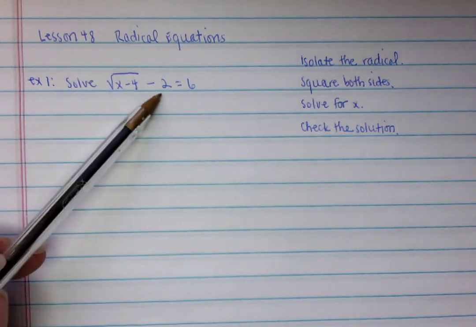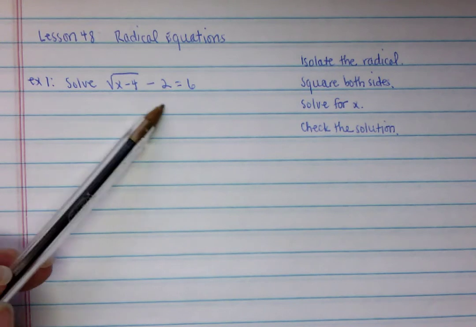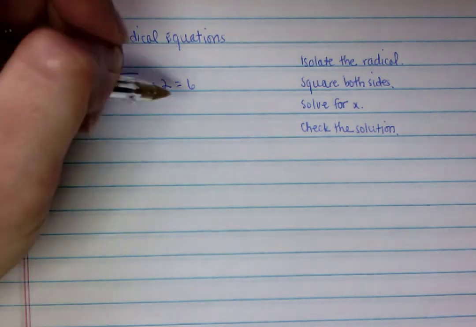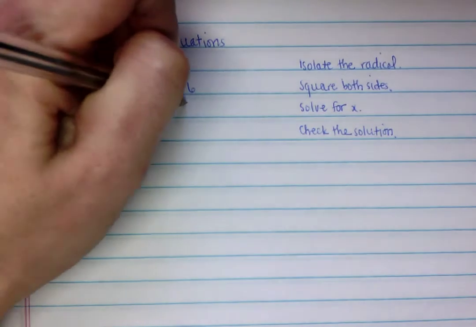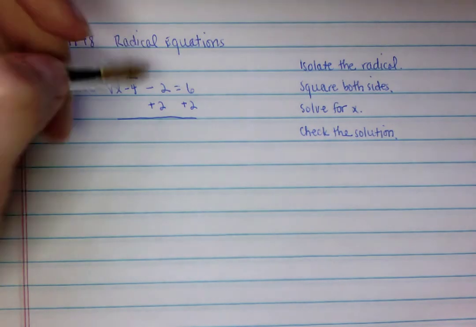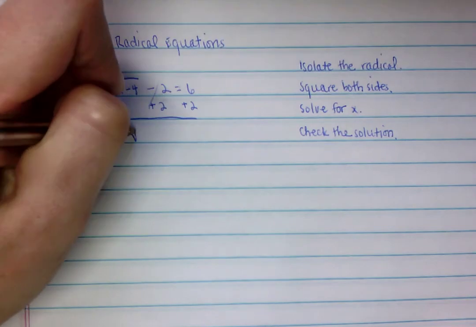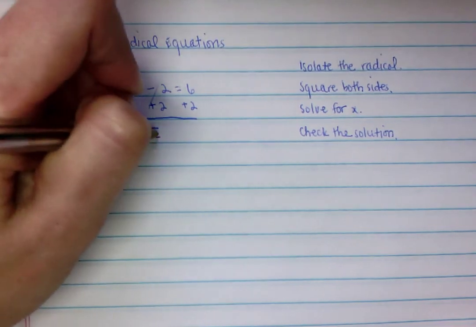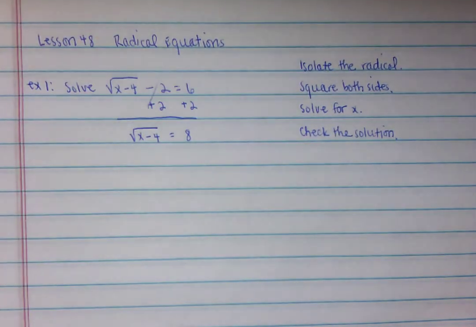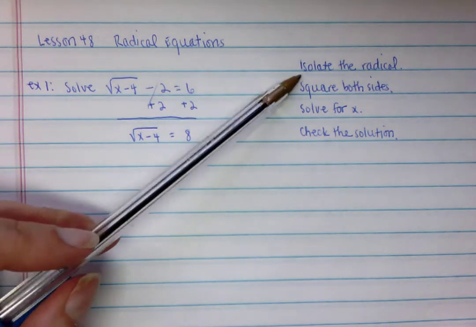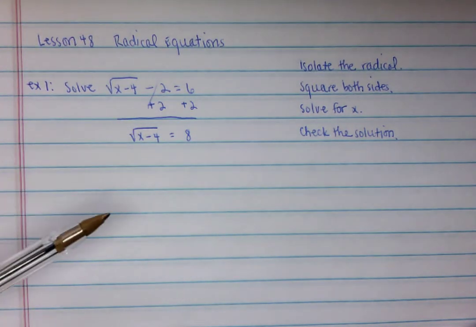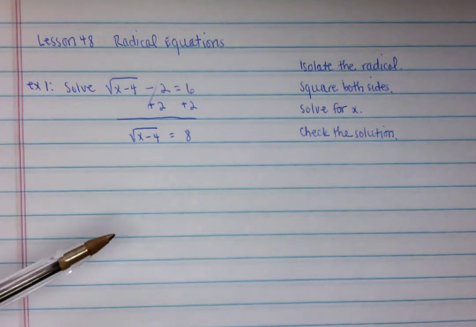Right now I see here I've got a minus 2 over here. I need to get that to the other side because I just want the radical on the left side. So first what I would do is add 2 to both sides. And then that will isolate the radical. So I'll have the square root of x minus 4 equal to 8, 6 plus 2.